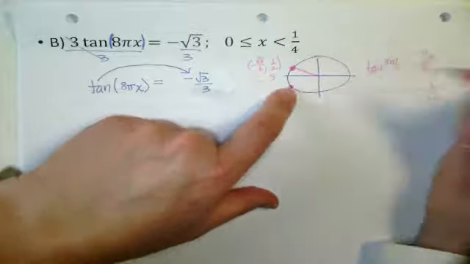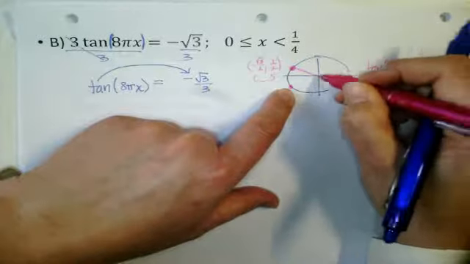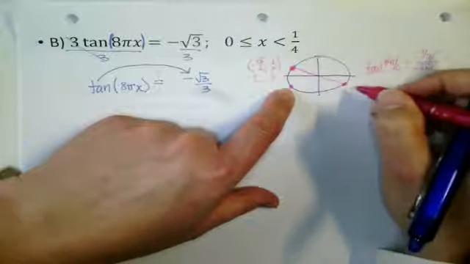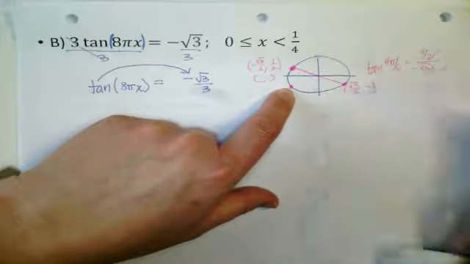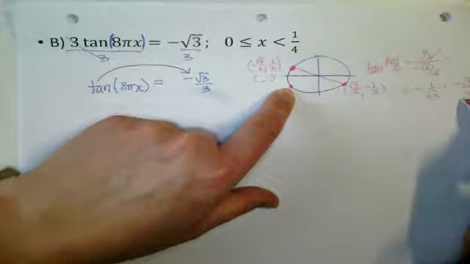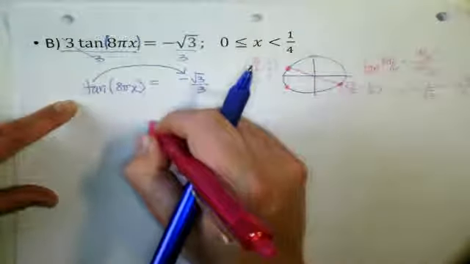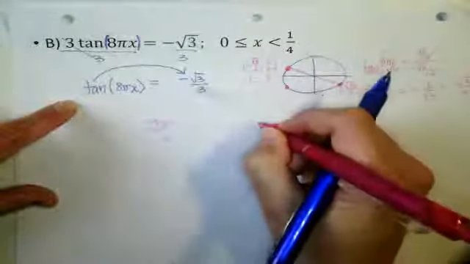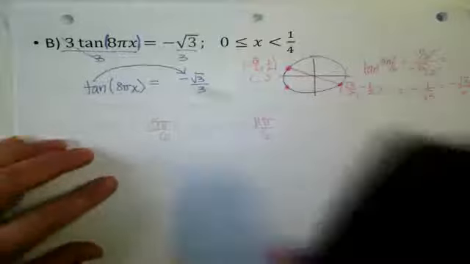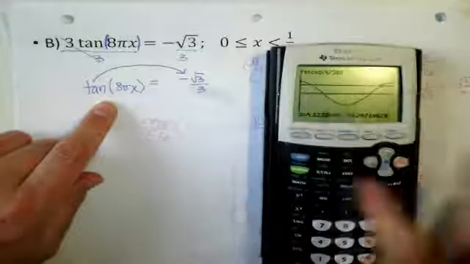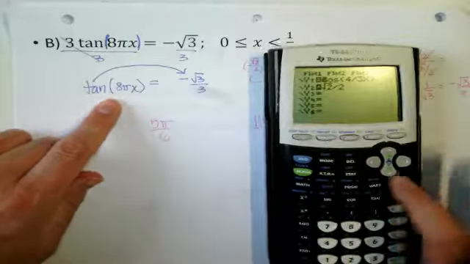Down here, we'd have negative divided by negative. That'd give us a positive result. But right here, at 11 pi over 6, we would also get negative radical 3 over 3. So there's two solutions there. Let's see. 5 pi over 6 and 11 pi over 6. Let's check our calculator before we do anything else. I'm going to go ahead and put this into my calculator just to see how many solutions I'm looking for.